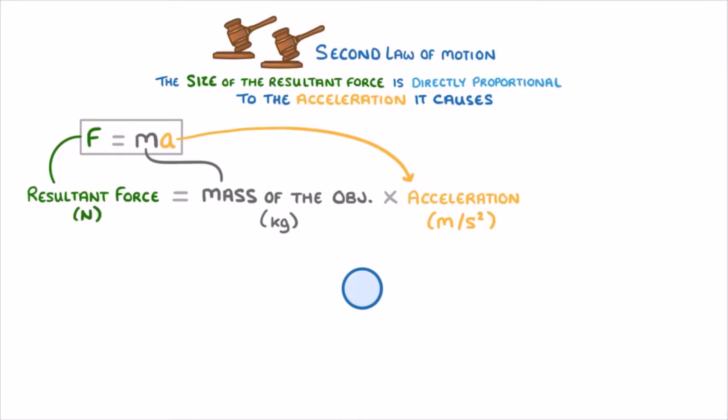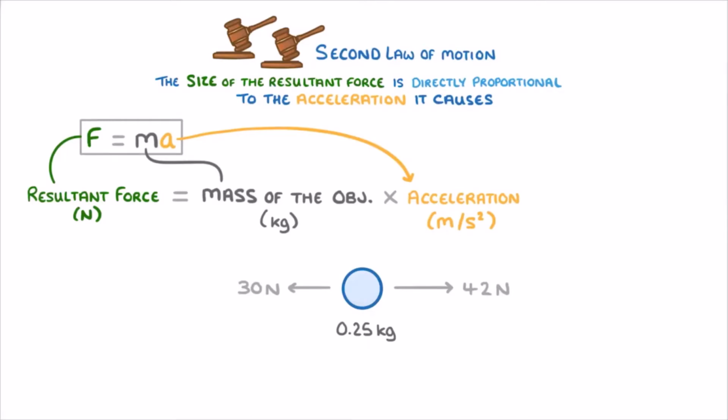So if our particle from earlier had a mass of 0.25 kilos and was acted on by a force to the left of 30 newtons and a force to the right of 42 newtons, then we could use this information to work out its acceleration.